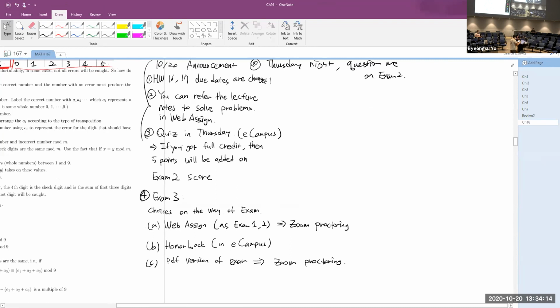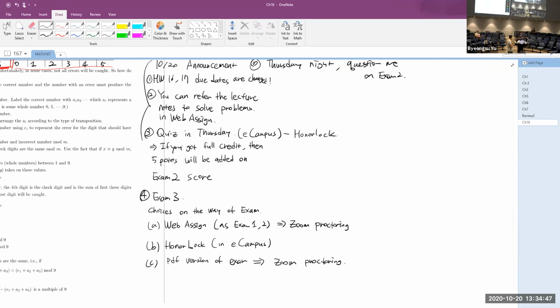And the quiz will be on Thursday. This quiz will actually be done on Honorlock because I want to use Honorlock on exam 3, but to do this, the departmental guideline is that I need to do one quiz on Honorlock to make students comfortable with using it. So this time, you can see your quiz on Thursday in Honorlock. It will cover the problems in chapter 16.